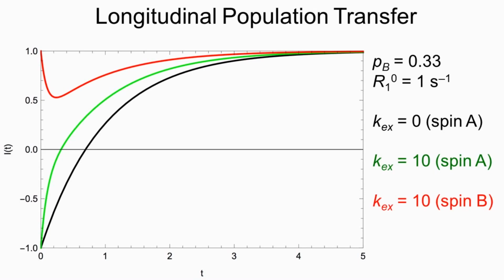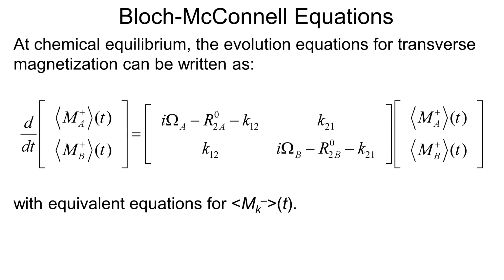So this is population transfer. Z magnetization is populations of the eigenstates. We're transferring population from one spin to the other due to the chemical exchange process. For transverse magnetization, the Bloch equations look very similar, except of course now we have chemical shift precession in the two states because we have transverse magnetization. So I've written the equations here for M plus. I could have written them for M minus as well. The equations would look basically the same.